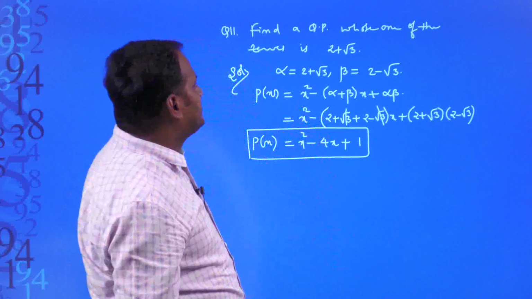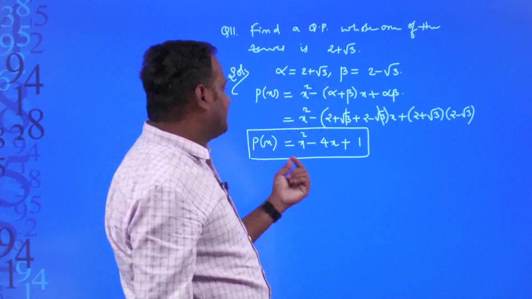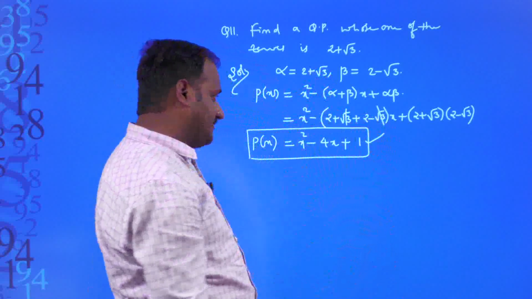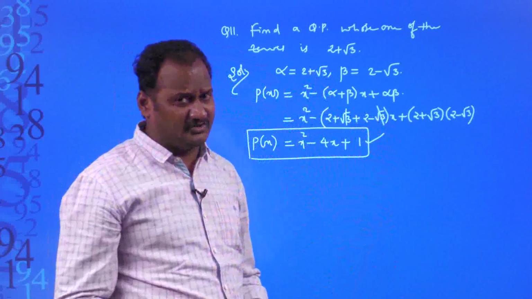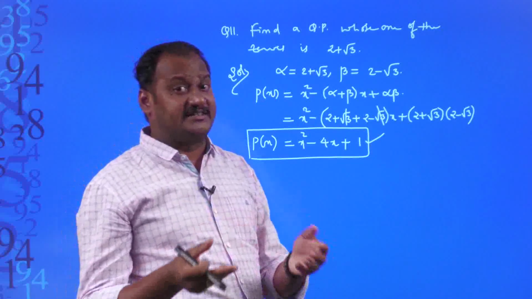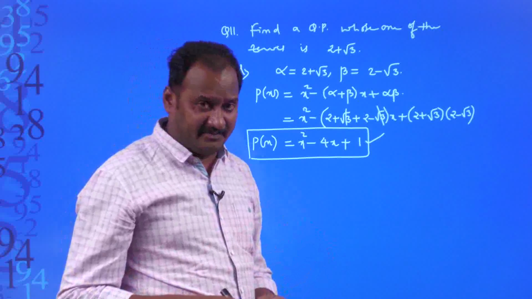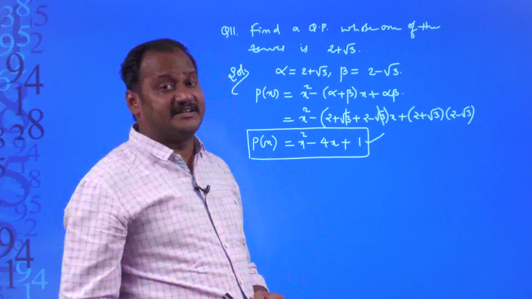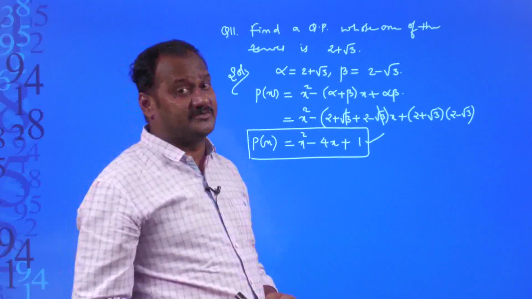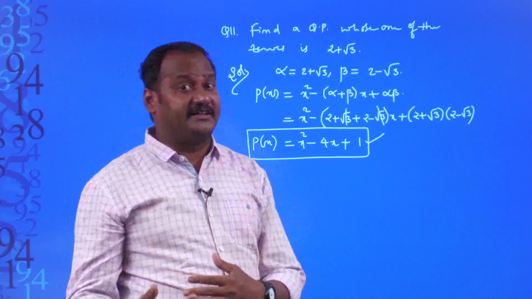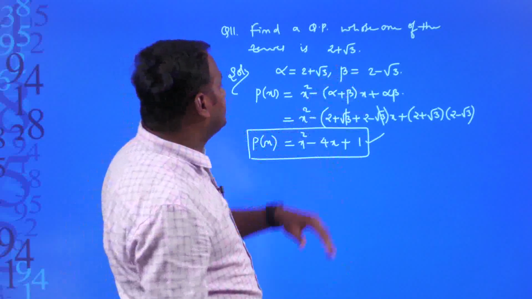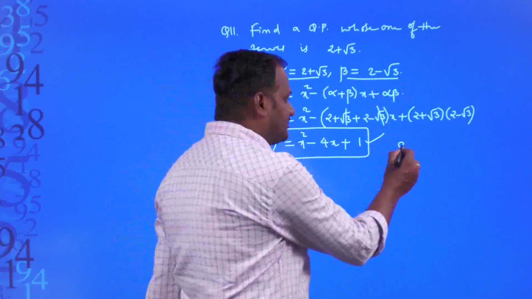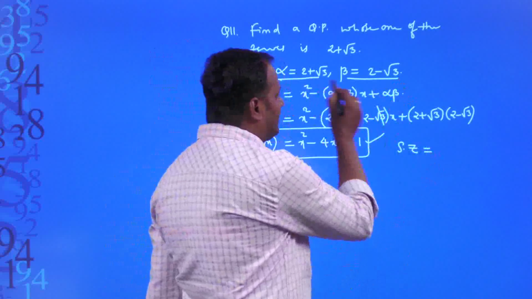And then suppose this is the quadratic polynomial x square minus 4x plus 1. Without actually finding the zeros of this quadratic polynomial, I just want to know what is their sum as well as what is their product. Did you get my point? You are given a quadratic polynomial and I am going to find what is the sum and what is the product of the zeros of the polynomial without actually finding the zeros. See, for example, 2 plus root 3 is one zero and 2 minus root 3 is the other zero. Now I can easily say what is the sum of zeros. Sum of zeros is equal to alpha plus beta.